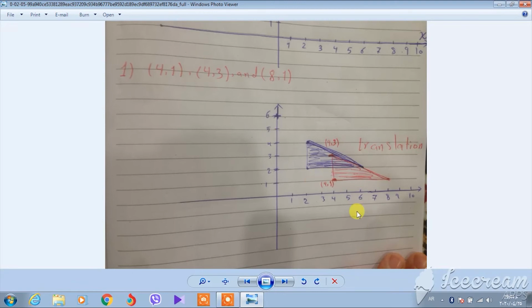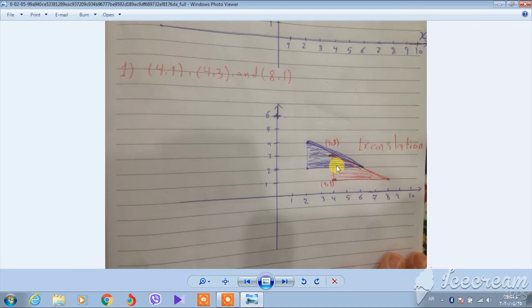(4, 3): on the x-axis we have 4, on the y-axis we have 3. This point is (4, 3). After that we have (8, 1). Which point is (8, 1)? On the x-axis we have 8, on the y-axis we have 1. So there we have (8, 1). I didn't write it there, but it is the same point.